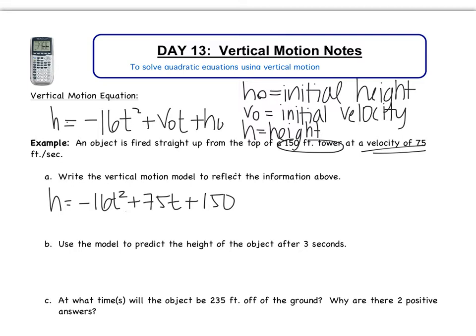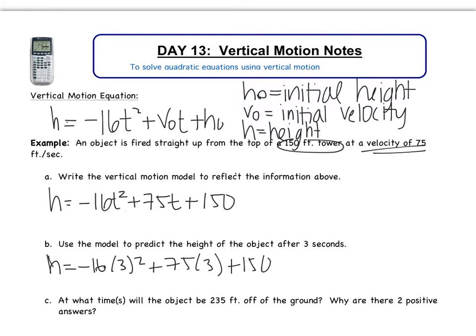So t is always going to be time, which in this case is in seconds, and then h is going to be your height after a certain amount of seconds. So for example, in B, I could ask you to predict the height after 3 seconds. So what you're going to do is you're going to plug in 3. So we have negative 16 times 3 squared plus 75 times 3, add 150.